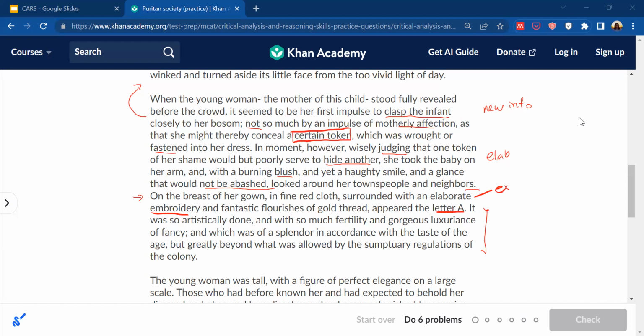So sumptuary regulations means that these people in the colony probably lived very simply. And her dress, the A, was a lot more elaborate than they thought. So kind of like an elaboration, but also a good conclusion, because it's telling us more about the colony. The colony people were probably not super fancy. They were not looking at elaborate embroidery and all that stuff. Yet here was a woman with that stuff on her clothes.